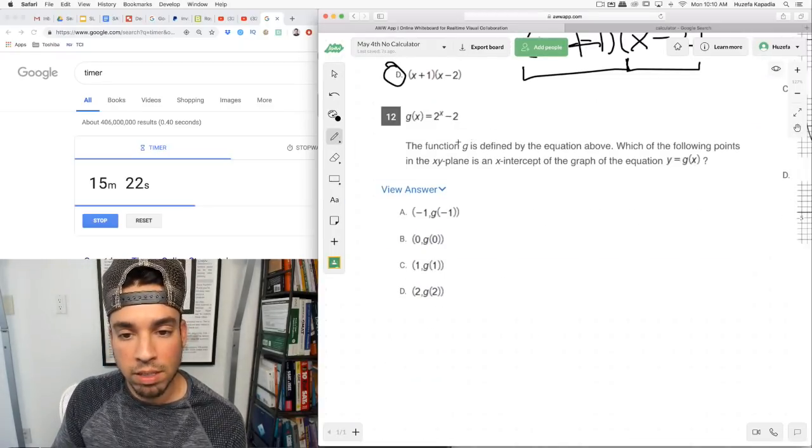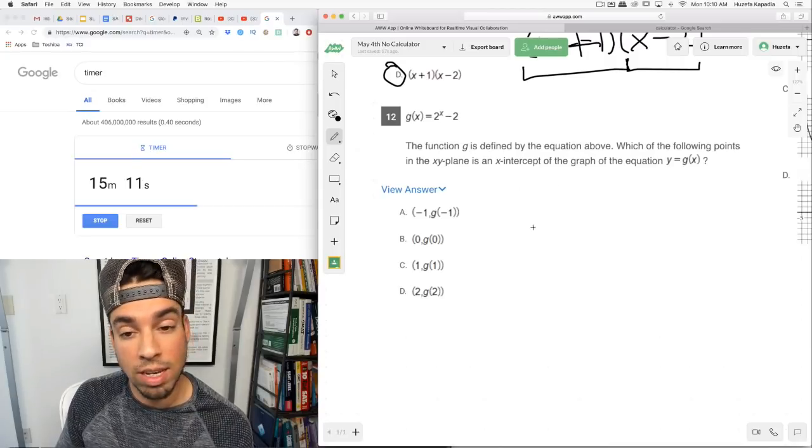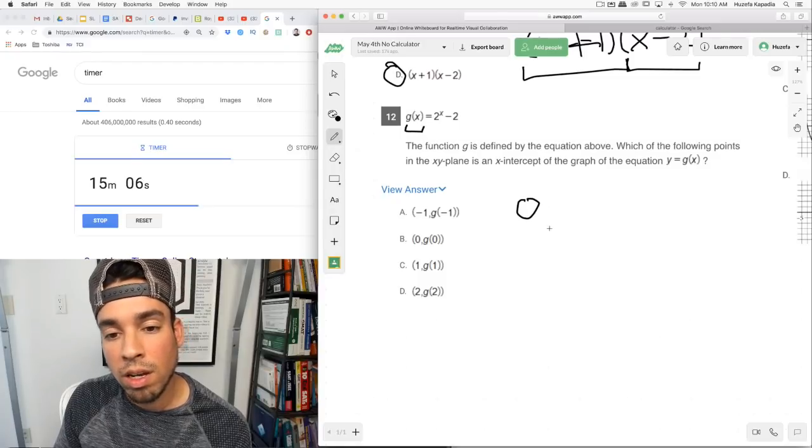We got g of x to... okay, the function g is defined in the equation above. Which of the following points in the xy plane is an x-intercept of the graph? Got it. All right, so we need an x-intercept. At the x-intercept, the y value is 0, aka I'm going to plug in 0 for this guy.